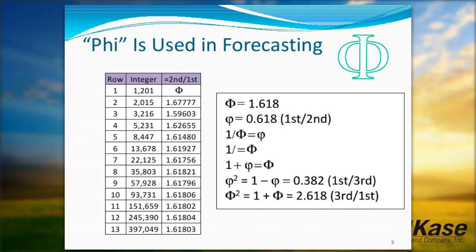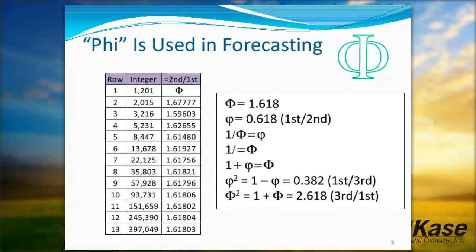The other numbers that we're going to use is phi prime as well, which is 0.618. It's actually the first of these sequential numbers divided by the second. And really the numbers that we're going to be using are phi 1.618, phi prime 0.618, and then phi prime squared, which is 0.382, and phi squared 2.618 in a lot of the calculations that we're going to be doing.